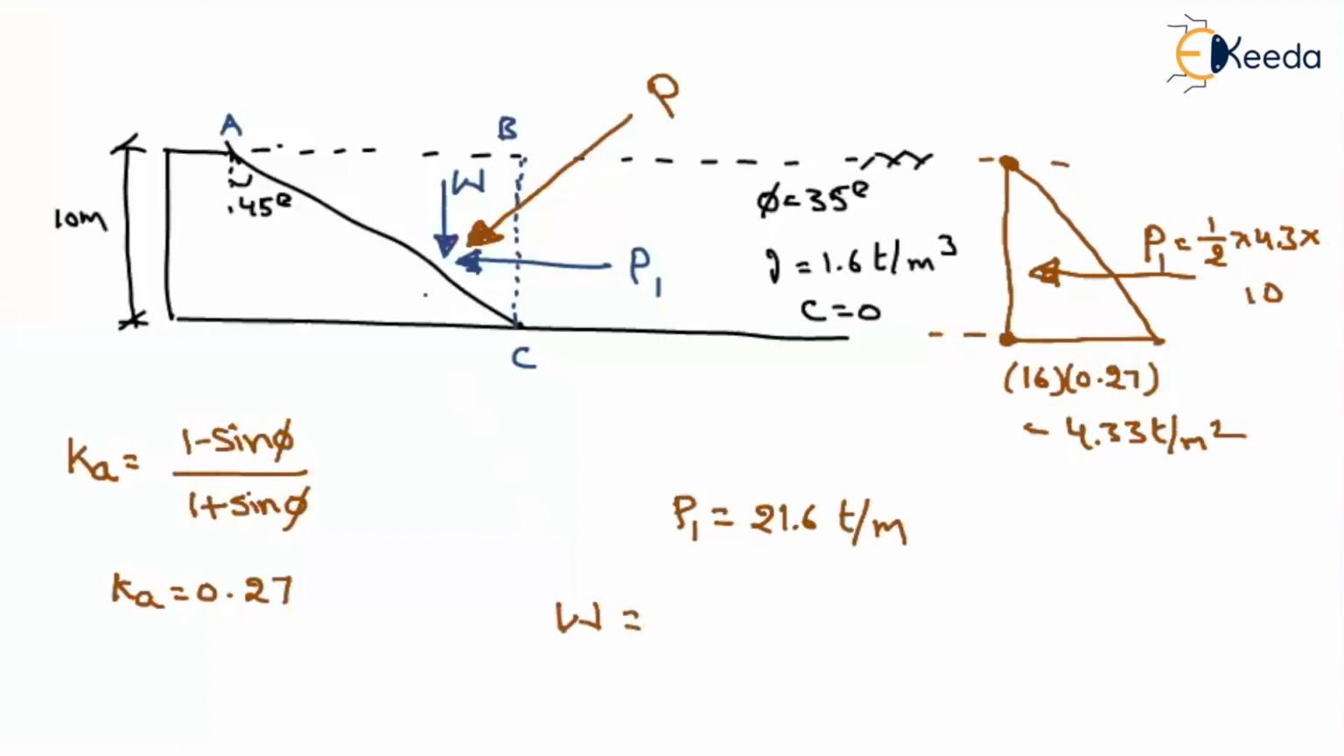Now coming to the self weight of the soil. For this, first we have to find out the area of this. If this angle is 45 degrees, this angle is also 45 degrees. If the total vertical distance is 10 meters, what about the distance AB? As the angle is 45 degrees, this is also 10 meters. So what about the area? Half into 10 into 10, into the unit weight 1.6. Then you are getting the weight of the soil equal to 83.5 ton per meter. If you are taking 1 meter length, the weight is 83.5 tons.